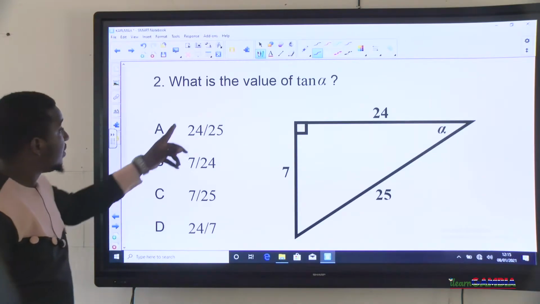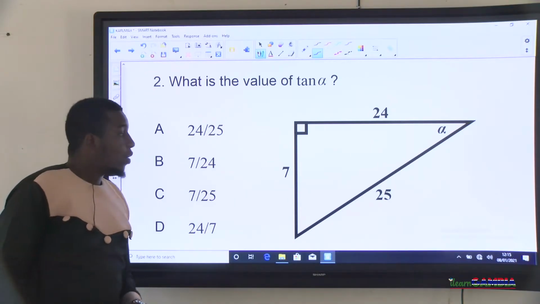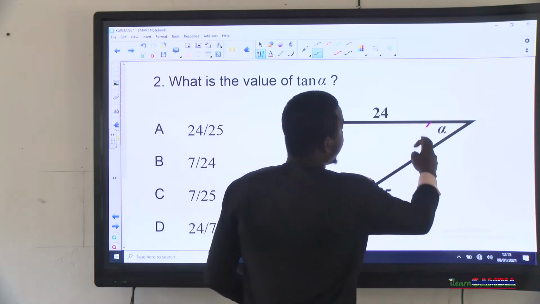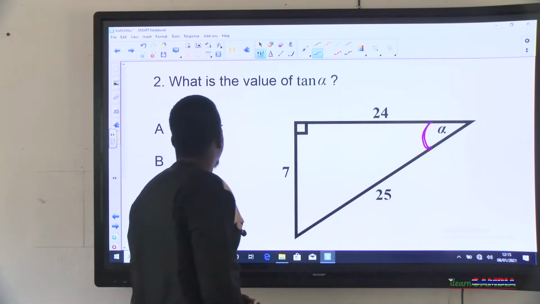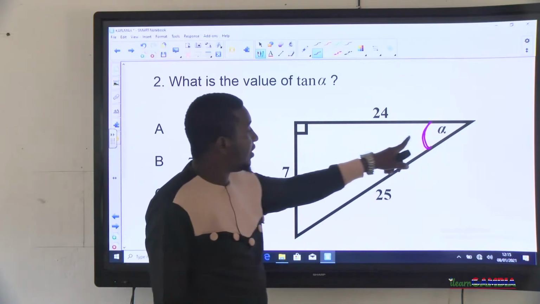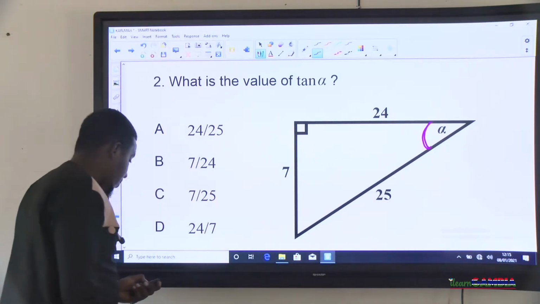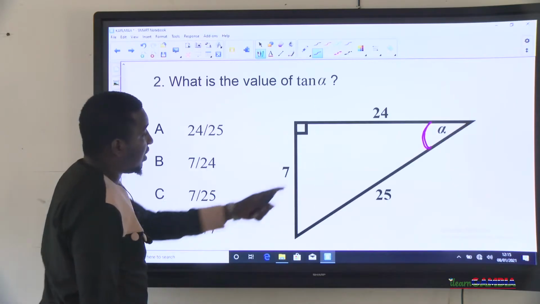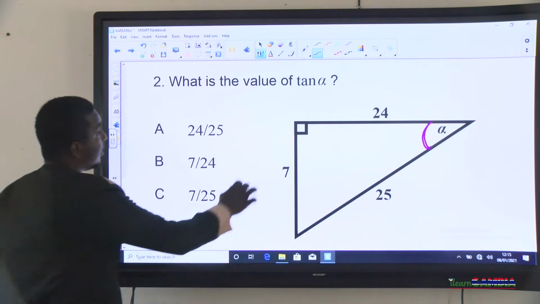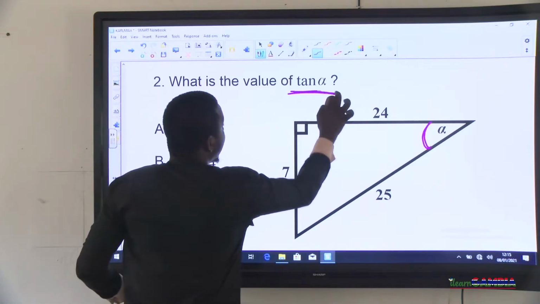From there, we look at another question. Here we are asked, what is the value of tan? Again, we are given a reference angle, which is angle A. Now, what we are asked to find is the value of tan A.